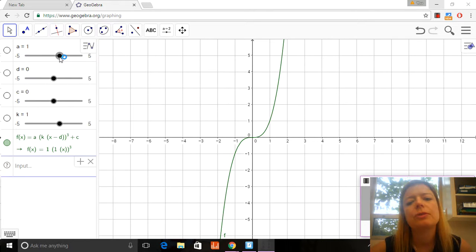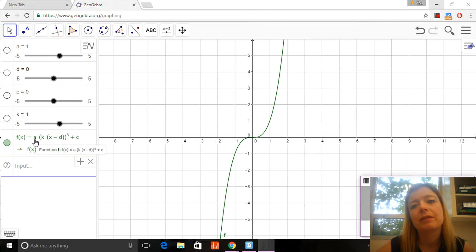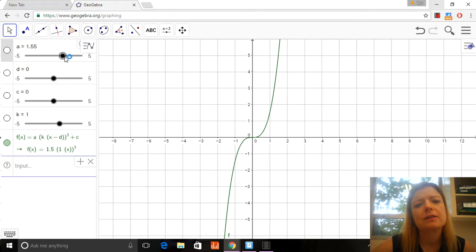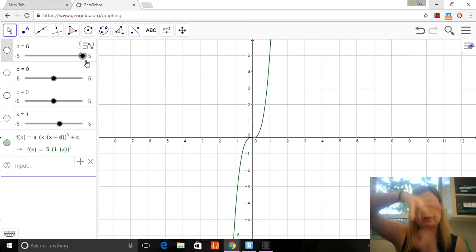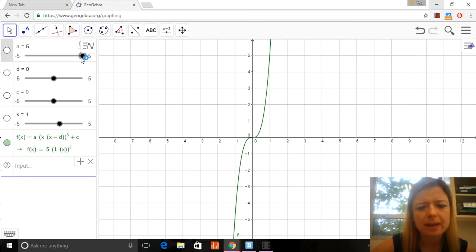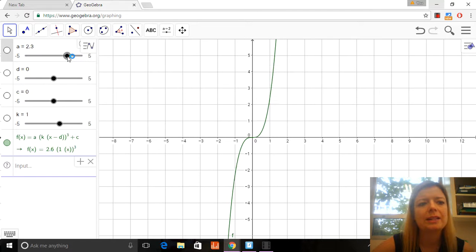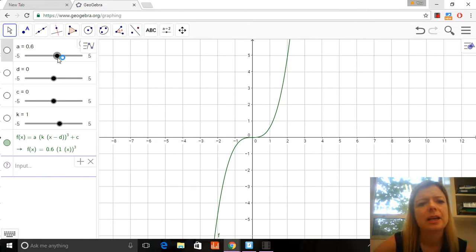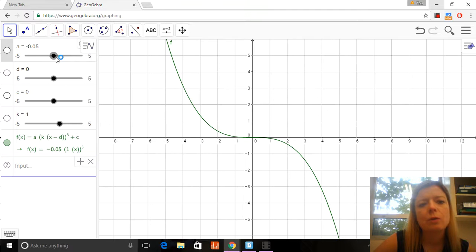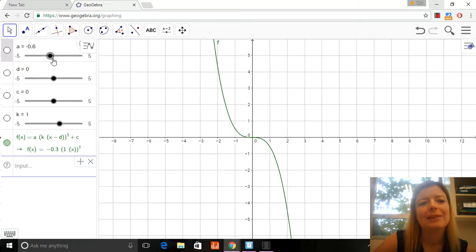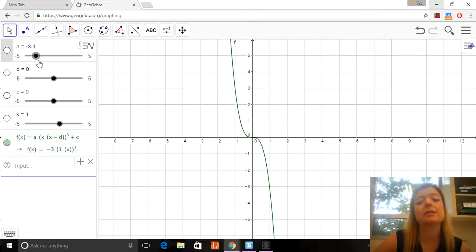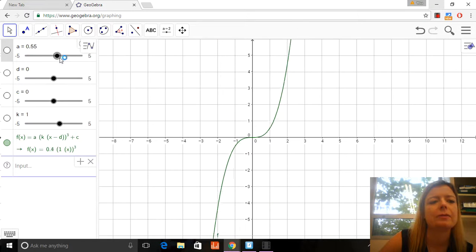So my A value, the default is 1 because in the parent function it's just 1x cubed, right? So the A value, if you increase it, vertically stretches x cubed and makes it taller and skinnier. It's like you're pulling it up like this. And putting it between 0 and 1 would vertically compress it, so push it like that. Making it negative would flip it on the x-axis like that. Whoa. But then if you make it less than -1 there, then it's also being stretched. Okay, so that's the A value.